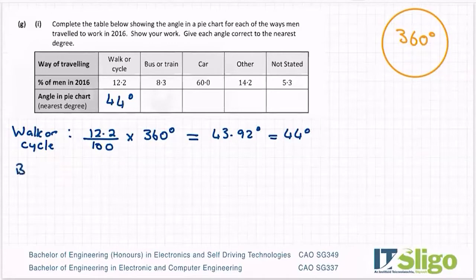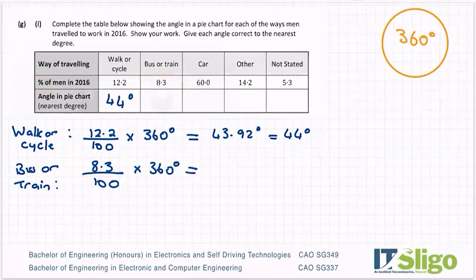Okay, so the next one, bus or train. Okay, what proportion, what percentage have they? 8.3. Out of the 100, where am I getting the 100? Because it's per cent, and per cent means 100. So it's out of the 100, and we'll give them the same proportion of the pie. Okay, so 8.3 over 100 multiplied by 360 again. So I am getting 29.88 degrees for that one, or 30 degrees.